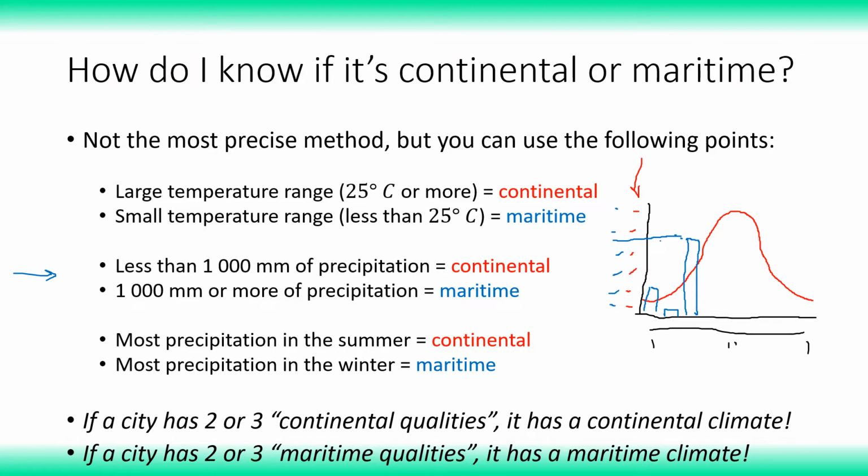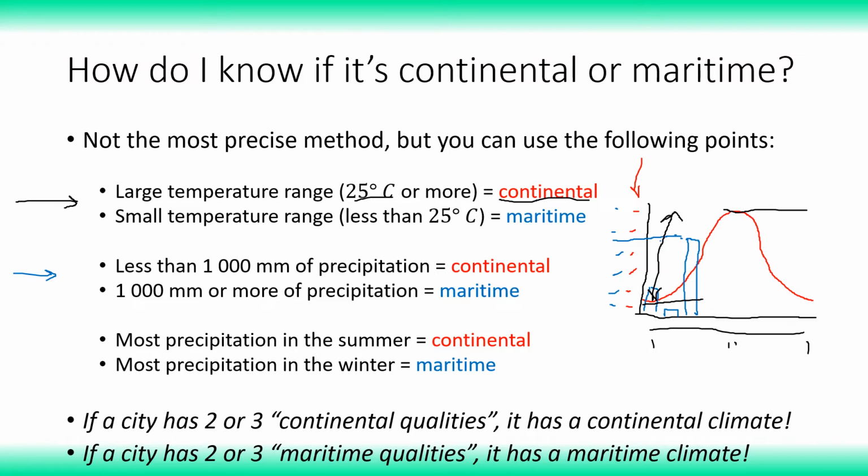So to decide if the climate in a given city is continental or maritime, you can look at these three things. So first things first, large temperature range or small temperature range. What this means is if the difference between the absolute highest point on the temperature part of the graph and the lowest point, which is maybe right there, if this difference from top to bottom is bigger than or equal to 25 degrees Celsius, that's an indication of a continental climate. If it's smaller than that, then it's a maritime climate.